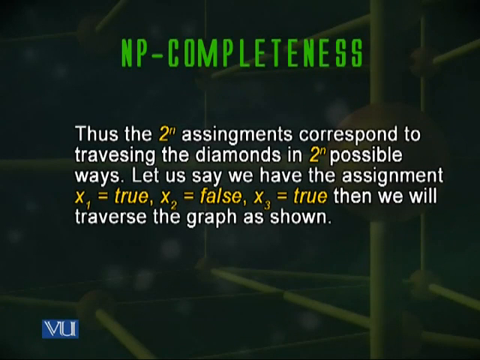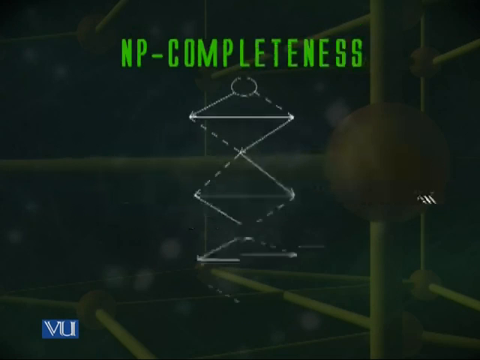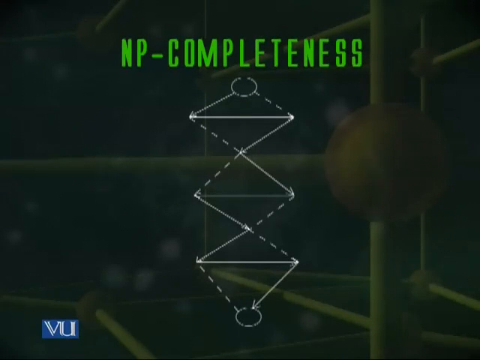Let us say we have the assignment x1 equals true, x2 equals false, and x3 equals true. Then we will traverse this graph as shown in the figure. Let's look at this figure and see how we will traverse the graph. In the first diamond, we go in a zigzag fashion, but in the second diamond, since x2 is set to false, we go in a zag-zag fashion. And in the third diamond, since x3 is true, we once again go in a zigzag fashion. So the variable assignments correspond to Hamiltonian paths in this graph if we were to ignore the clause vertices.